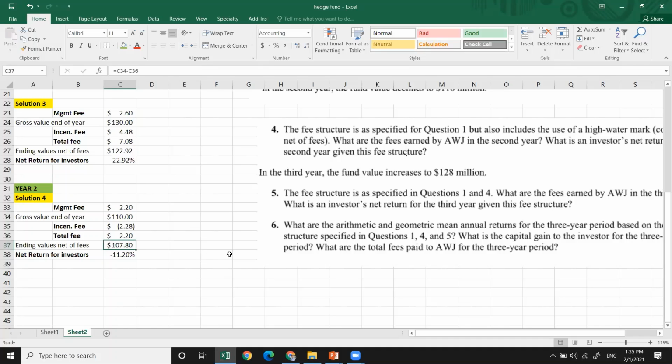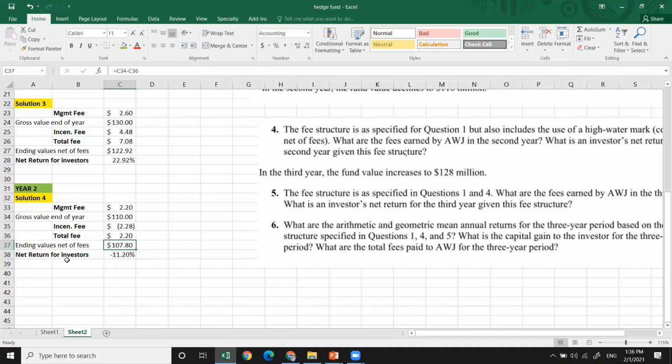Any questions up to now? So whenever the incentive fee is negative, we assume that it's zero, right? Yeah, that's very true. And it was expected, guys.